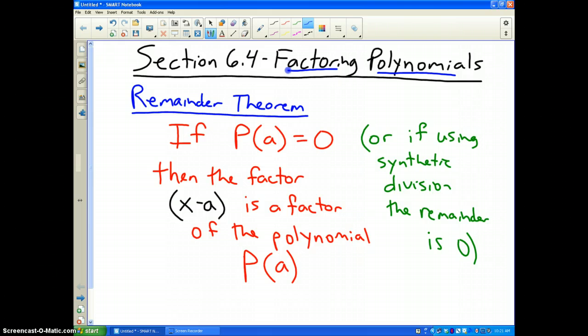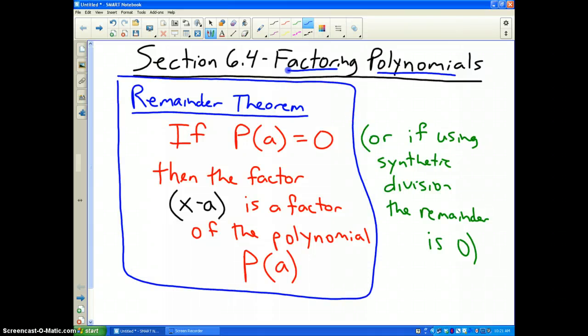Now, the most important part of section 6.4 to understand is what I'm writing in the box, the remainder theorem. You're going to have to test to see if certain factors in the form x minus a are factors of any given polynomial. And the way that you test it is if you put a into the polynomial and the answer is 0, or in other words, if you use synthetic division and find out that the remainder is 0, then you know that x minus a is a factor of your given polynomial p of a.